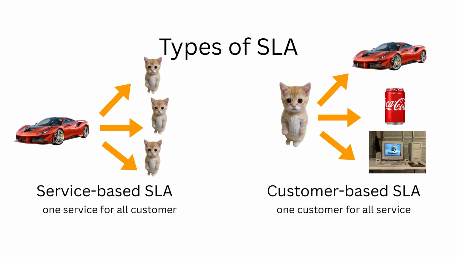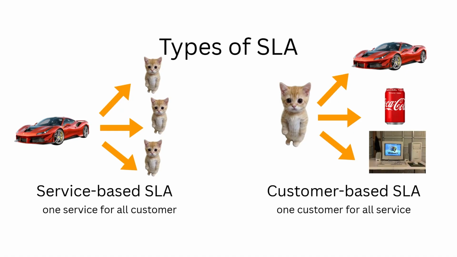For the service level agreements, there are two types. The first one is the service-based SLA. Service-based SLA is basically when you have one product and one service. It is used for all types of customers. Could be the IT department, could be the health department, could be the education department. All those people receive the same product.